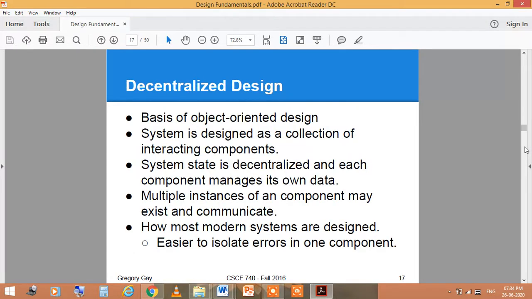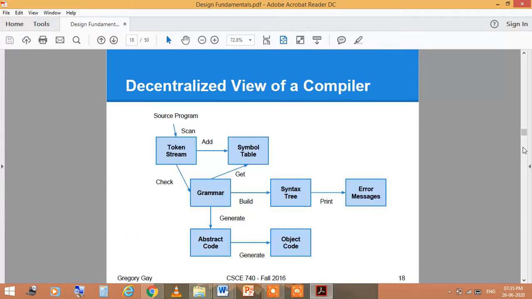Now decentralized design means the basis of object oriented design, and the system is designed as a collection of interactive components. System state is decentralized and each component manages its own data. Multiple instances of a component may exist and communicate. This is how most modern systems are designed, and it is easier to isolate errors in one component.